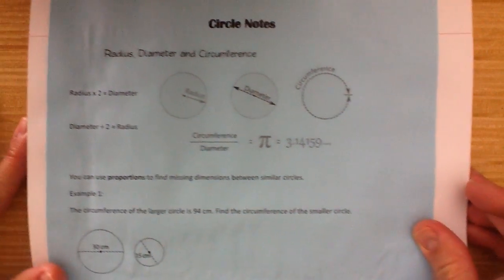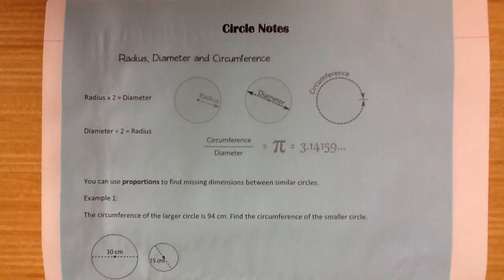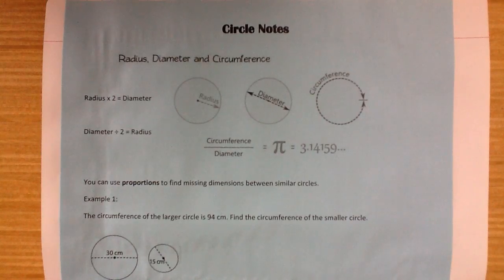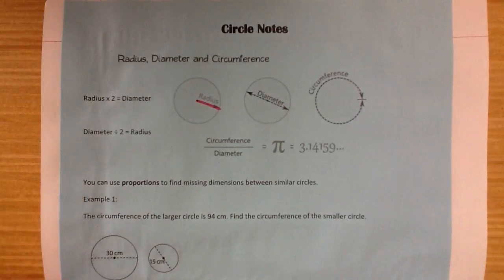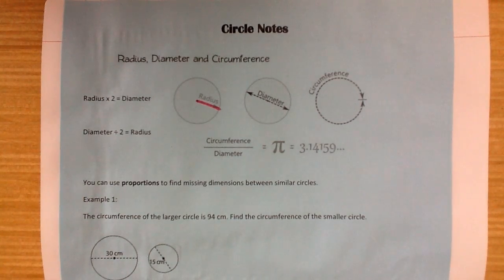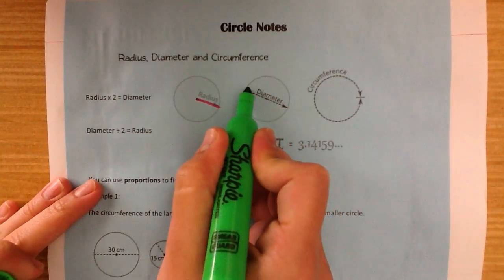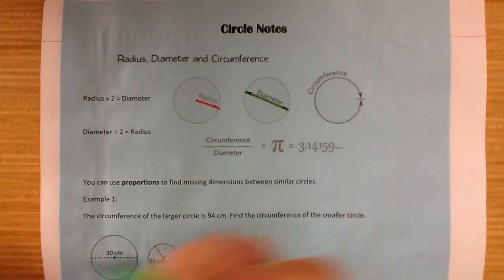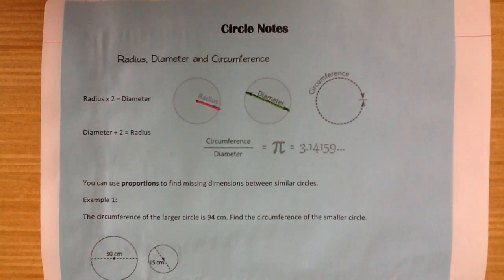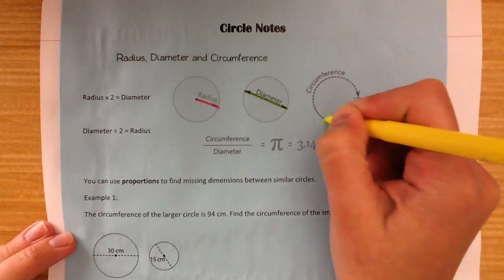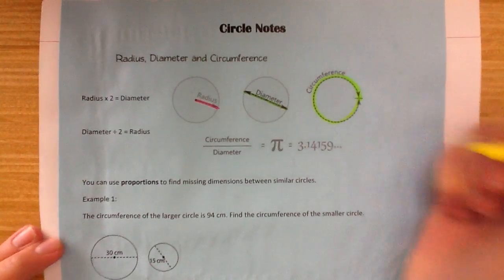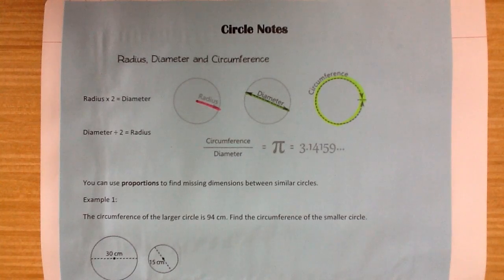And here we go. So let's look at our relationships again. Radius goes from the center to the edge of our circle. Diameter goes through the center. It goes from edge to edge. It goes through the center. And circumference is the distance around the circle. So like our perimeter, the distance around the circle.